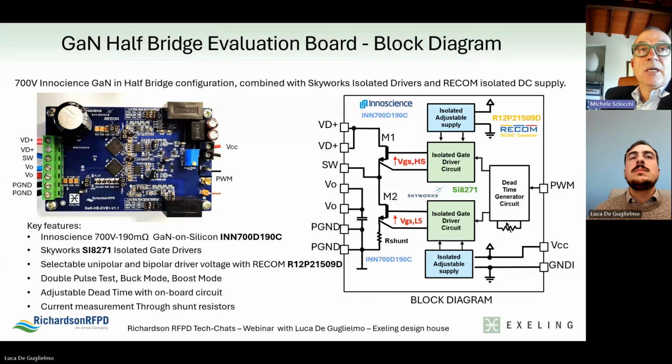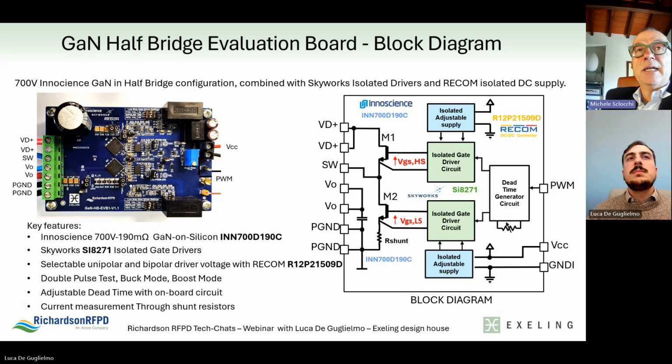Next slide, thank you. Let me give you a quick introduction of our reference design board. Our reference design board features a typical half-bridge configuration using two 700 volts, 190 milliohms GaN devices from Innoscience, driven by a fully isolated gate driver from Skyworks.